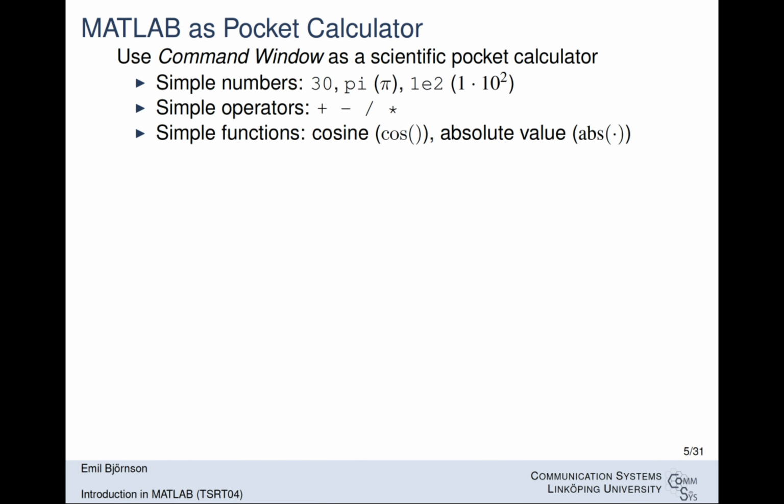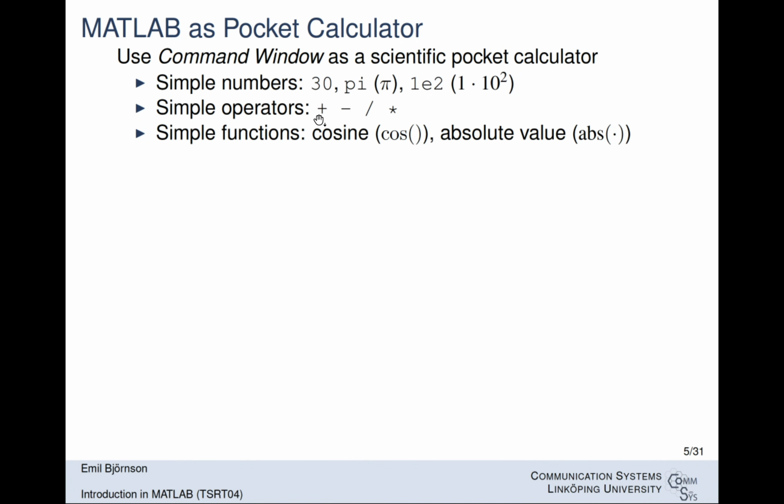Let's start with using MATLAB as a pocket calculator. In that case, we use the command window as you would do with a scientific pocket calculator. So you can type in numbers like 30, or if you would like to use the number pi, you just write pi. And if you would like to write 1 times 10 to the power of 2, which is 100, then you write 1e2. In that way you don't need to write very long numbers with a lot of zeros if you want to write something like a million or so.